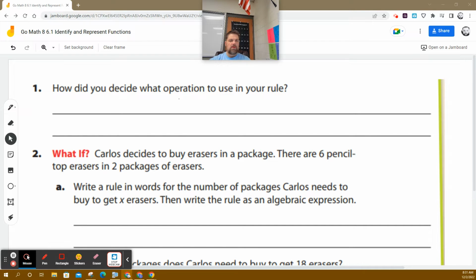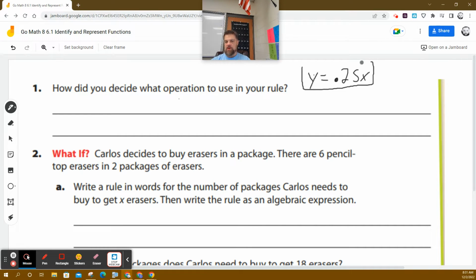So it says, how did you decide what operation to use in your rule? Like, how did we figure out what to do? We did the inverse thingy. You read the direction. What do you think they mean by math operation? Like adding, subtracting. So we did the opposite of what the operation was. Yeah, I just said inverse thingy. Well, that's how you solve the equation. But I'm saying, how did we? And everything you're saying is true.